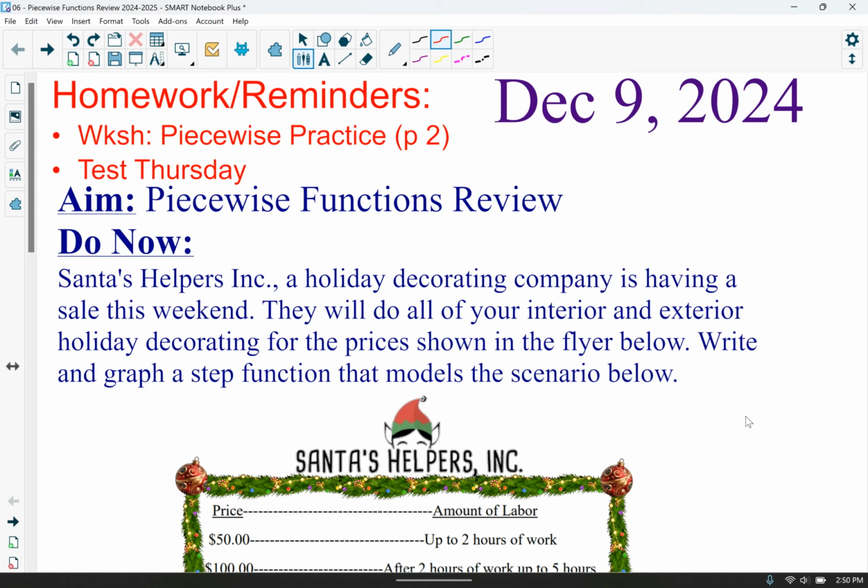Once you go past 2 hours of work, they're going to charge you $100. So we're going to do an open circle at 100, and that's up to 5 hours of work. So we'll do a closed circle at 100. Connect that with our line. After 5 hours of work, up to 8 hours, they charge you $200. So we're going to do an open circle at 200 and a closed circle at 200 and connect.